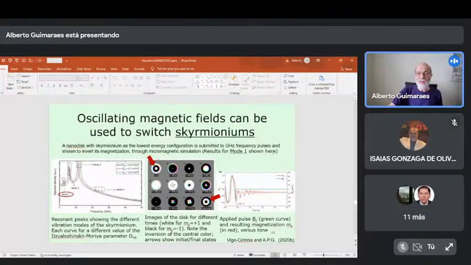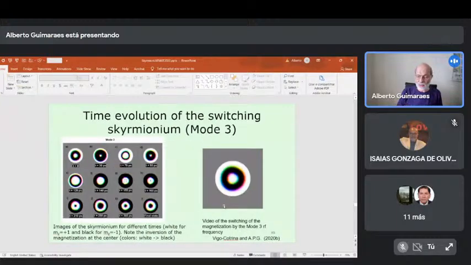Another application that we have examined with the simulation was the possibility of switching skyrmioniums. Here is a skyrmionium. It has a white center, which means white is magnetized upwards, and black means magnetized downwards. And we demonstrate here how, applying pulses of this frequency, one can switch the skyrmionium, which is obviously a very interesting possibility for devices where one bit would be magnetization up and the other bit would be magnetization down. This is illustrated also in a video that we will not see here.